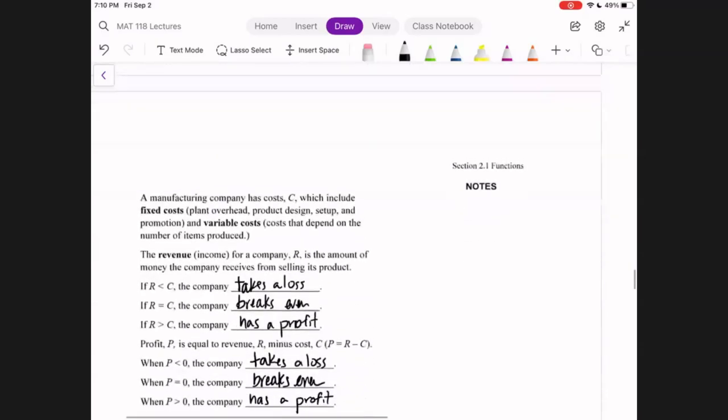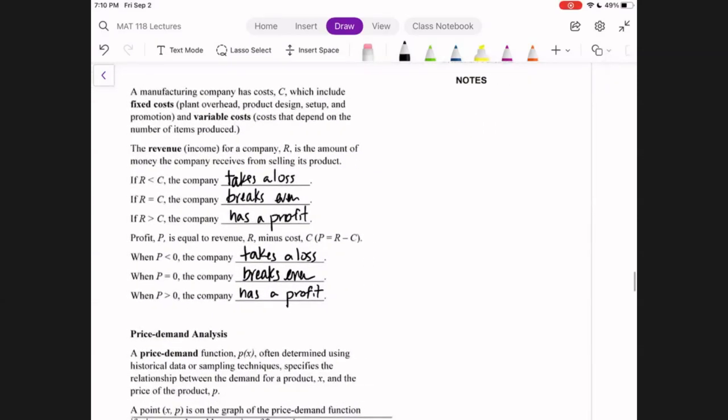Last but not least, we get to profit analysis. So a manufacturing company has cost C, which includes fixed costs, and we've talked about this in the previous lecture. Those are costs that pretty much are plant overhead, production design, setup, and promotion. And then there's variable costs. And remember, variable costs change depending on how many items are produced. We also have talked about revenue before.